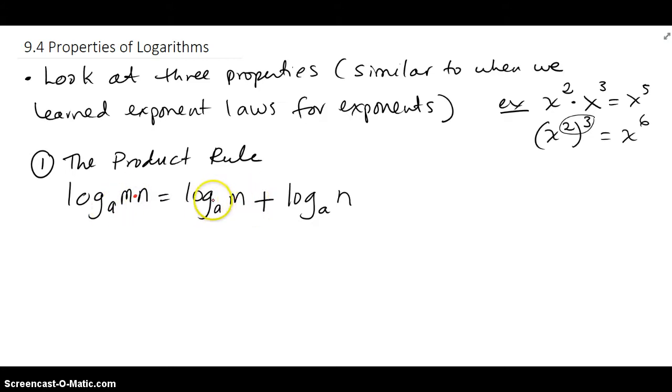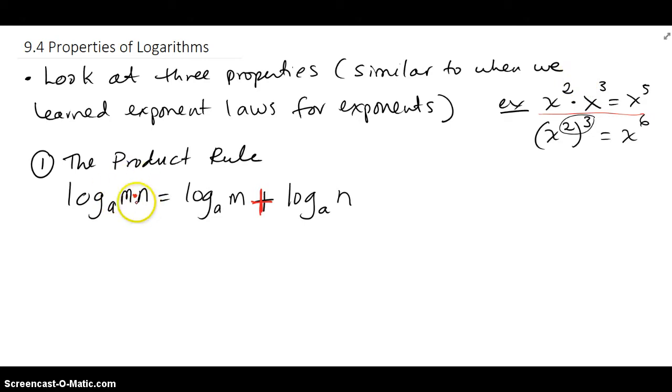expands open into log base a of m plus log base a of n. So a product of 2 items expands and opens up into a sum of 2 things. And this is related to this rule right here, because if you have the same base, you can add the exponents. The proof of it comes from this idea.